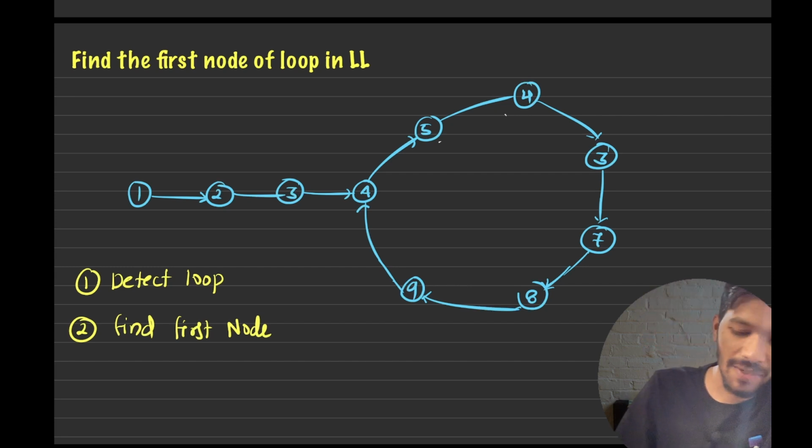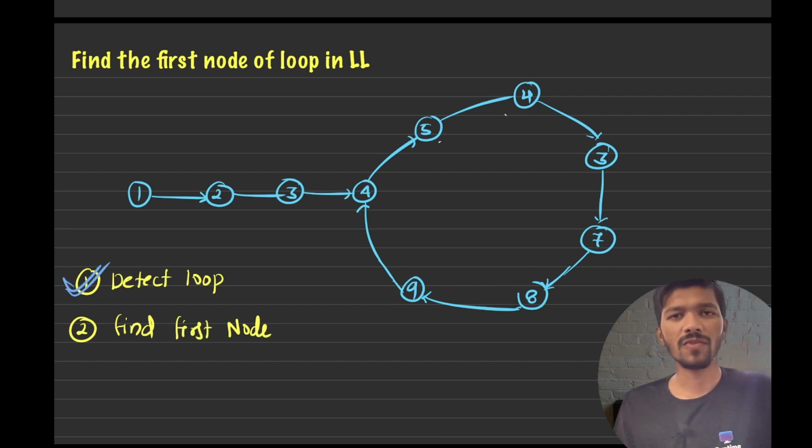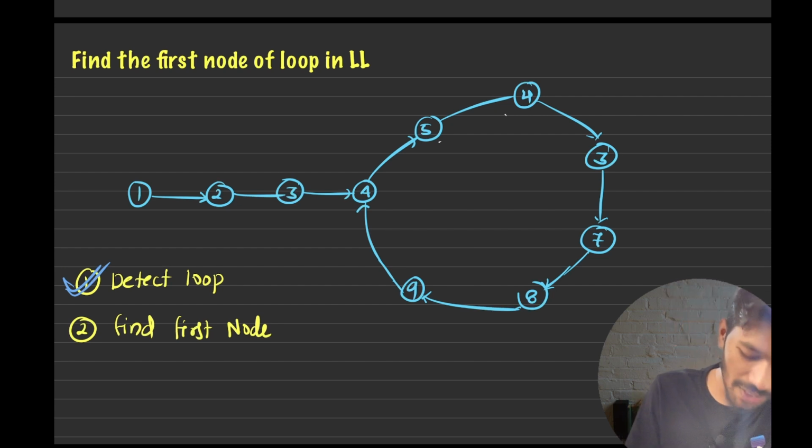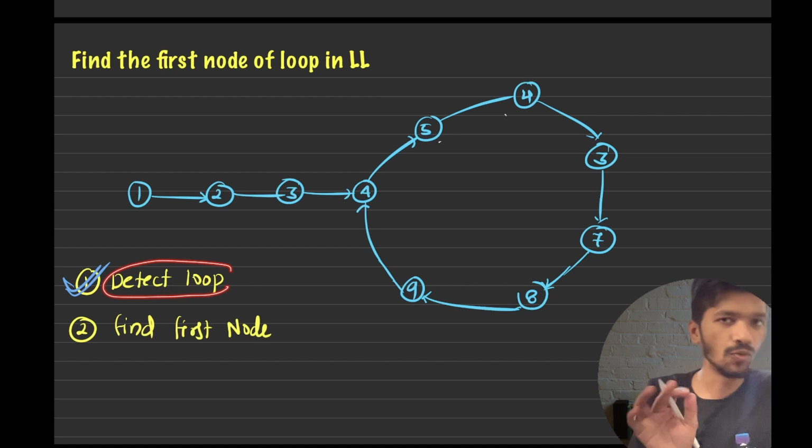That is the reason why we first try to find whether my linked list contains a loop. If it does, we will check how we can return the first node of my loop, and if it does not contain a loop, we don't need to return anything. In that case, we will simply return null because there is no loop. So how can we identify whether my linked list contains a loop or not?